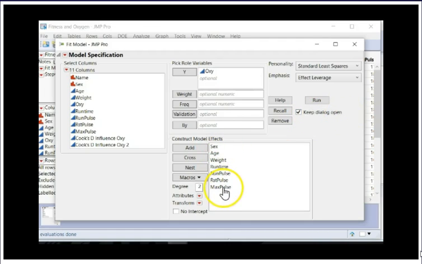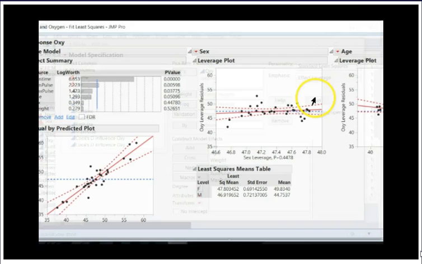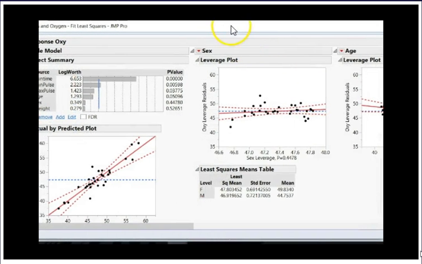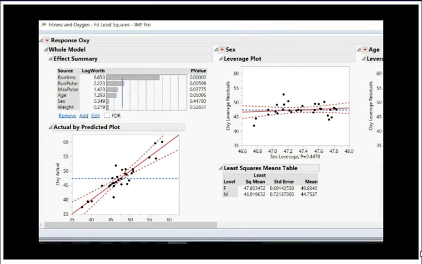Okay, so here we are back with the original, but we determined that resting pulse was really not significant. It was the least significant. So I'm going to remove that, and I'm going to rerun my analysis. And so now I'm going to come back down and evaluate each of those variables.